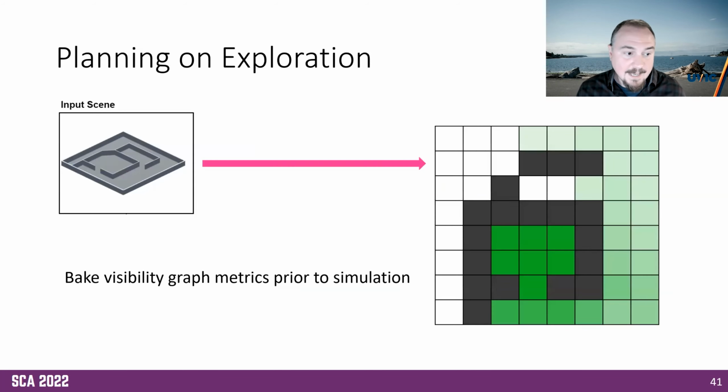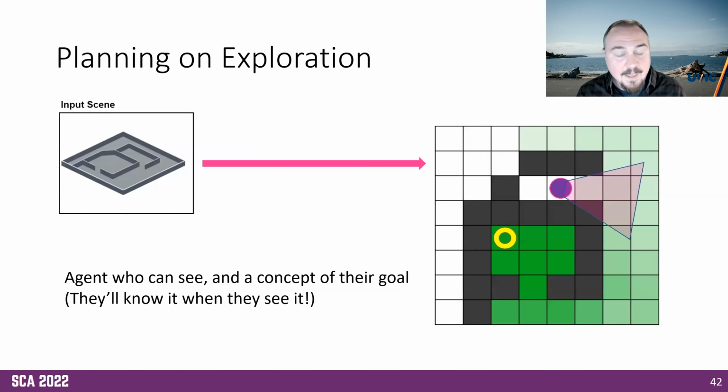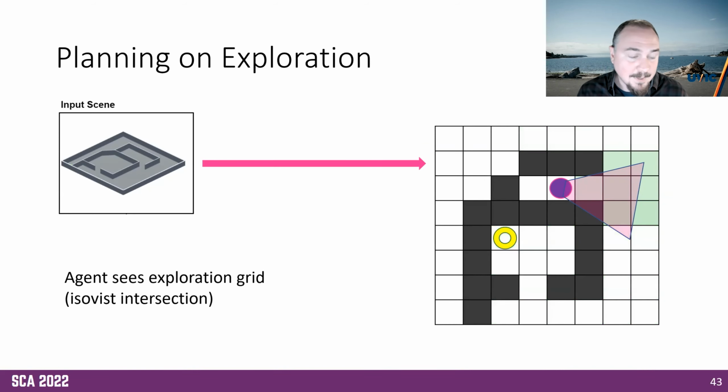So planning on that, let's take a different scenario. We bake that visibility graph metric information into its own grid. And then we have an agent again. This time, it doesn't know where it is. There's no sign. It's a little bit lost. It's not sure which way to go. And there is some concept of a goal, and it will know where it should be when it finds it. But it doesn't know where that point is in the environment. I'm sure we've all been lost at some point.